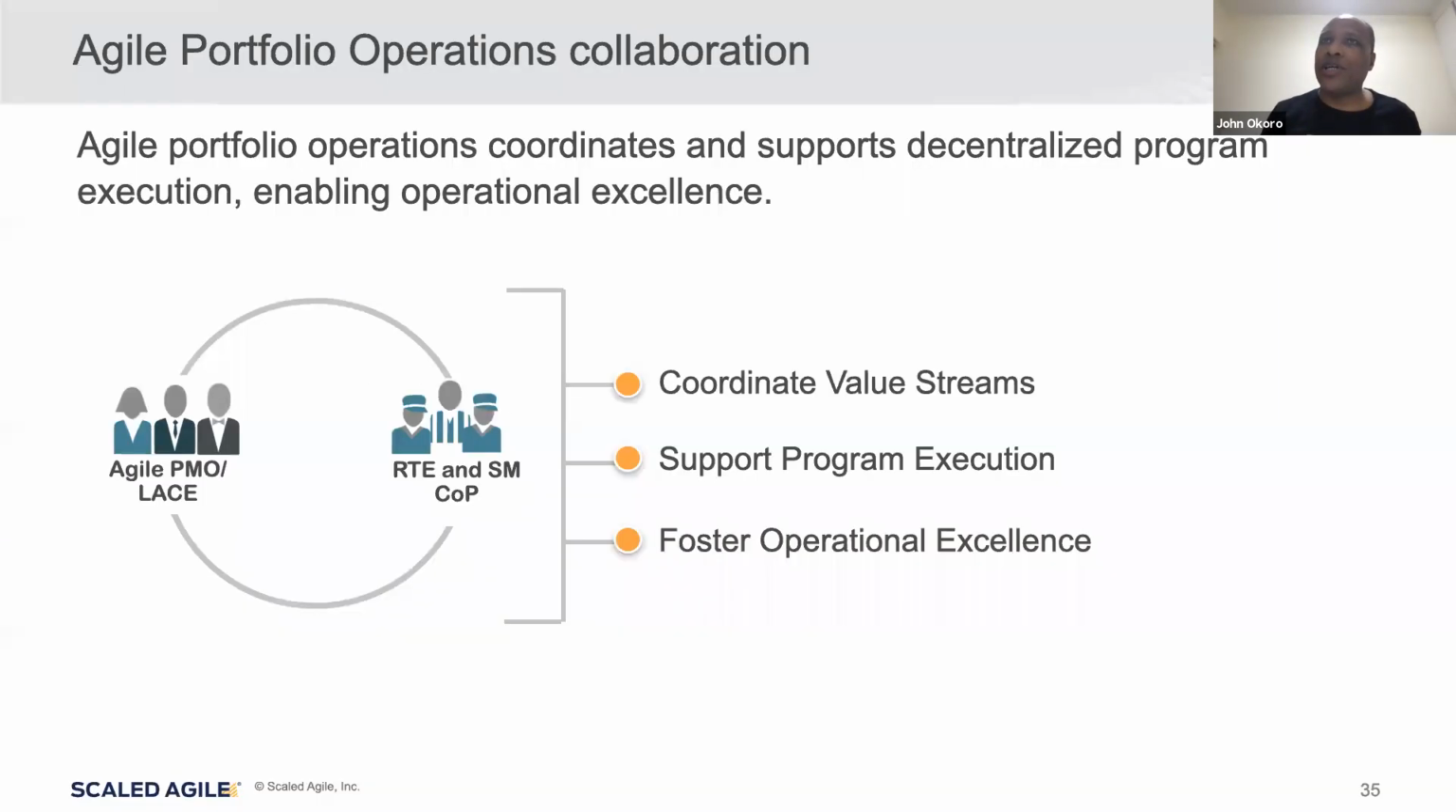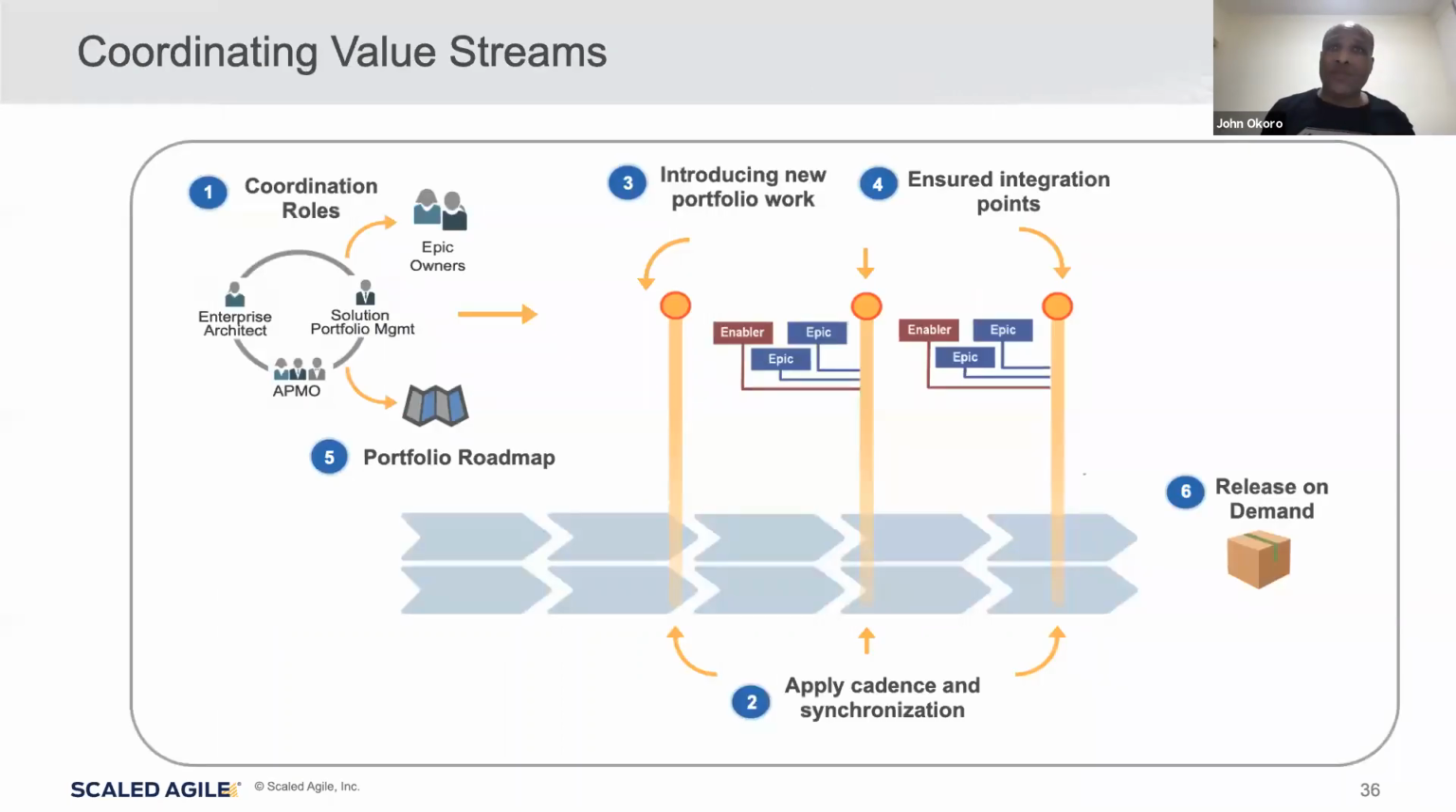Support Agile portfolio operations. So Agile portfolio operations, you can see here, we've got our release train engineer and scrum masters, many practice, and then we have our Agile PMO and Lean Agile Center of Excellence, right? Coordinating value streams, supporting program execution, and fostering operational excellence. And we can see here, they're coordinating across the value stream. As work goes through the different PIs, they're coordinating roles, introducing new work into the portfolio, making sure aligning on the cadence, which is always the same. Everybody's on the same cadence for all the teams on the release train, right?